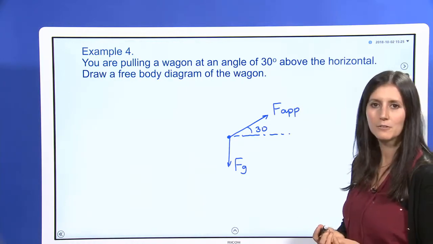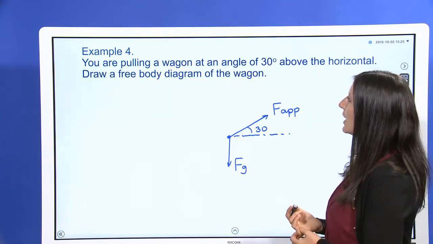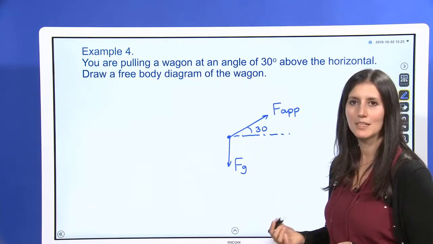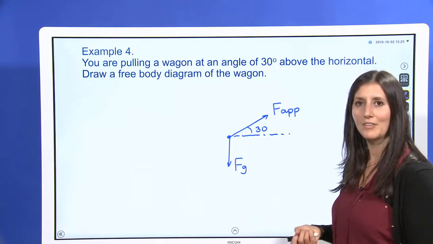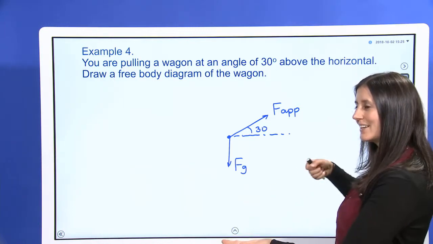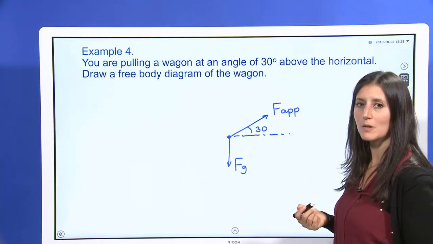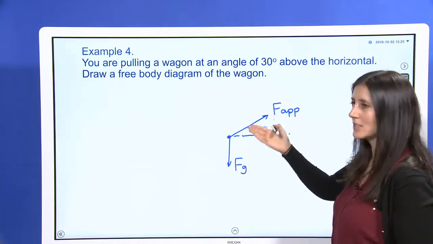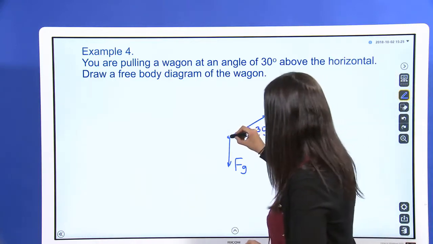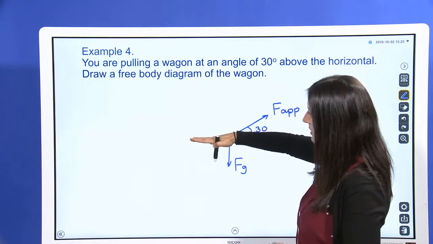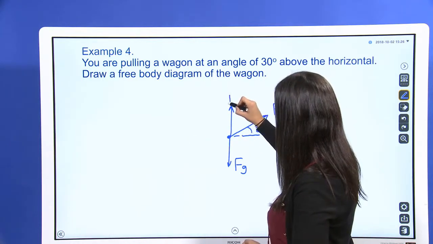Are there any other forces acting on this wagon? So the wagon, we have to assume, is on a surface because it's on the ground. You're pulling it as it's on the ground, you're pulling it at an angle and it's moving along the ground. So there must be a force that the ground exerts on the wagon. That would be the normal force. So I'm going to draw the normal force. The ground is horizontal, so the normal force would point straight up.